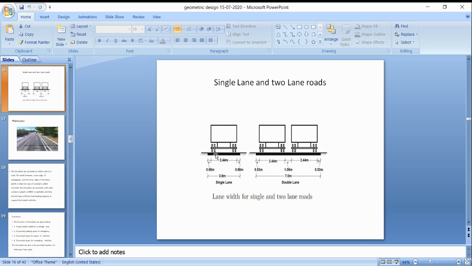Here the vehicle width we can see is 2.44, and after the two tires some gap is there, that is the clearance, and here you can see 0.55 meters, here 0.55 meters, and here it is 0.68 meters. For a single lane, 0.68 should be there. For the double lane, here 0.55 meters are there. So overall, including the width of the vehicle and the clearance, for the two lanes it is 7 meters, and for the single lane it is 3.75 meters.